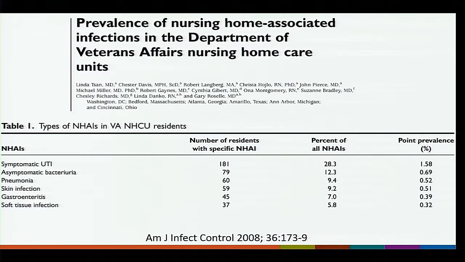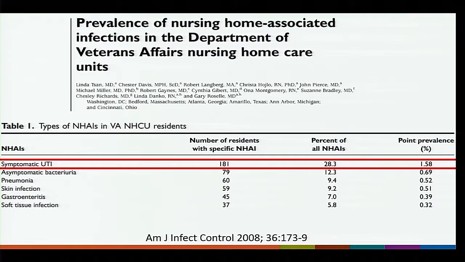So here's an example. This is an older study, from 2008, looking at the prevalence of nursing home-associated infections in the VA. So this was mostly men, but did include some women. And you can see here that symptomatic urinary tract infection was the most common infection, almost 30% of all nursing home-associated infections, with a point prevalence of 1.58%.